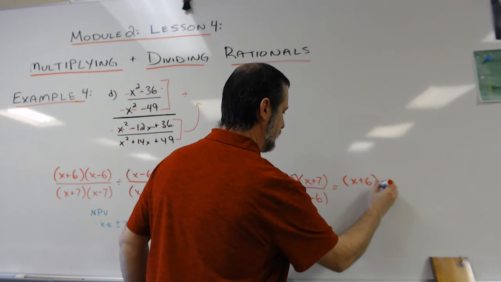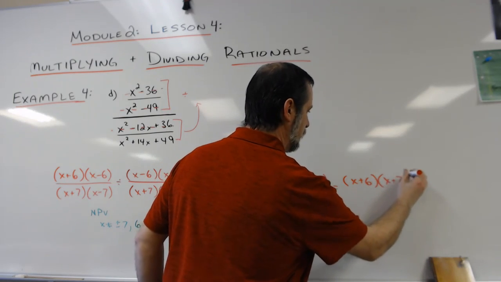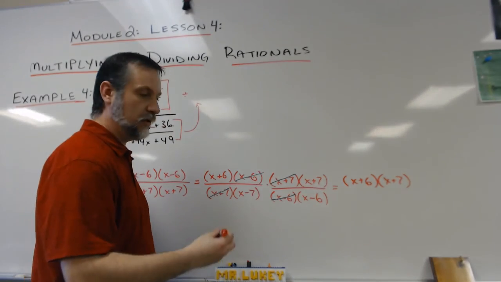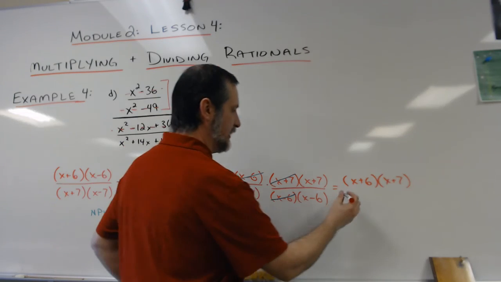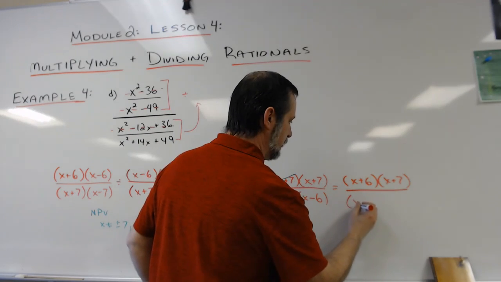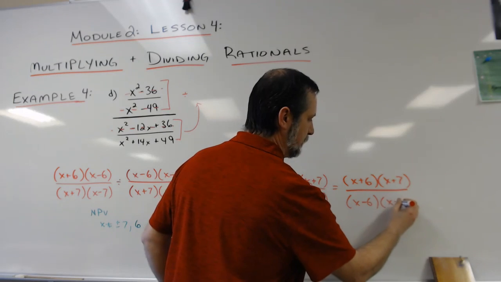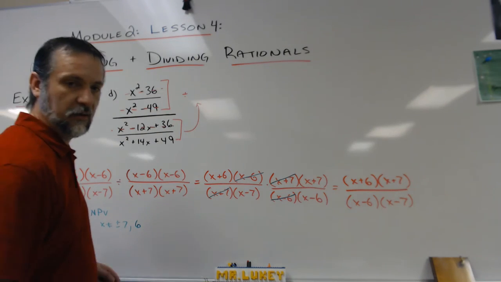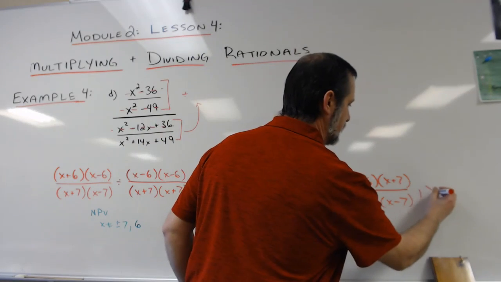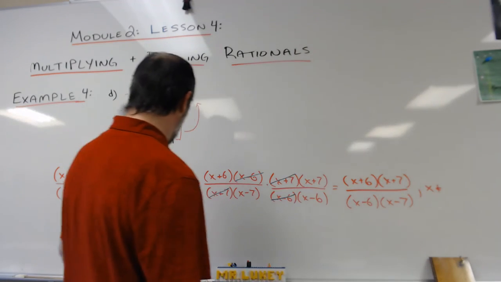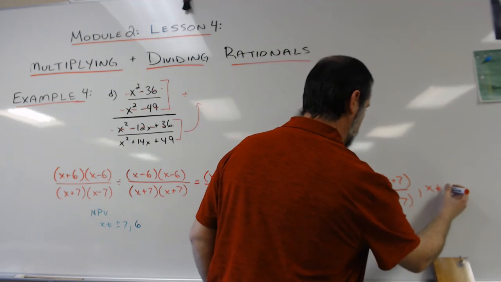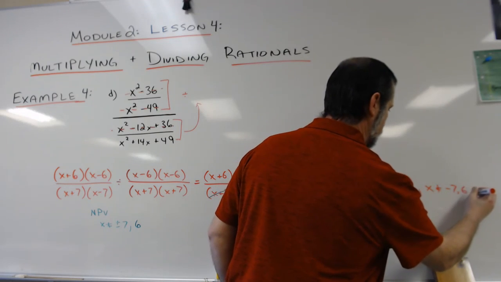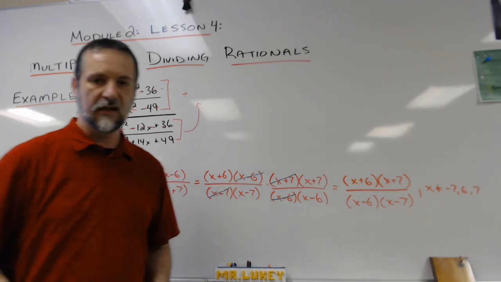So I'm looking at a final answer of x plus 6 times x plus 7 over x minus 7 times x minus 6. It doesn't matter how you write this. There we go. And now I'm just going to add in my NPVs: x cannot equal minus 7, 6, or 7. And there we go.